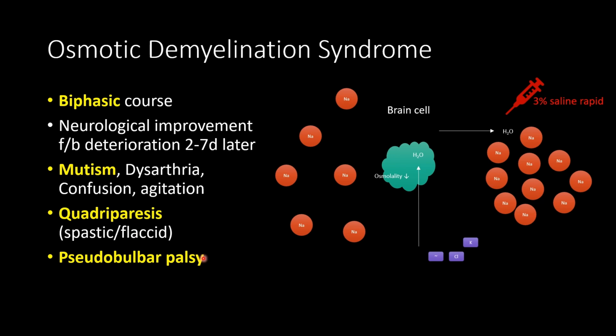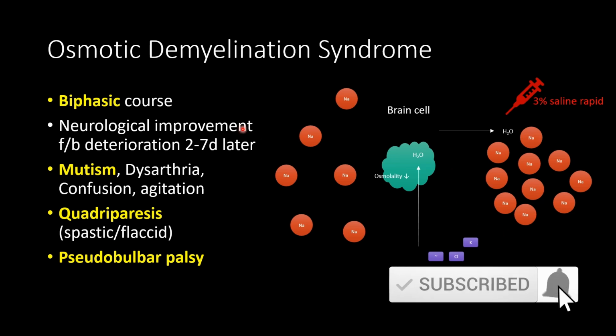So in a case of chronic hyponatremia, if you correct the hyponatremia too rapidly, it can lead to osmotic demyelination syndrome, which can present in this way.